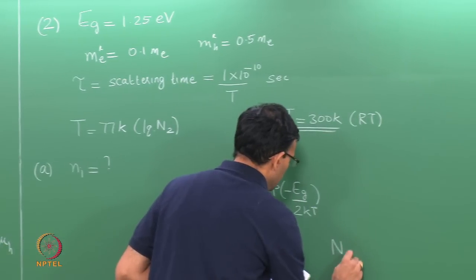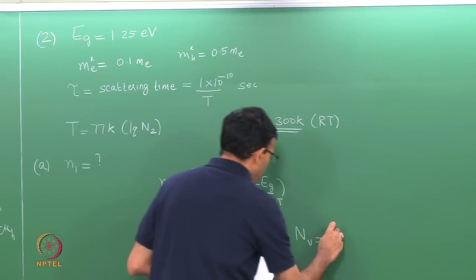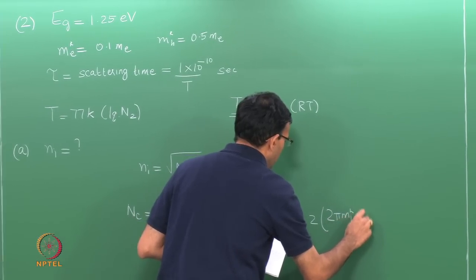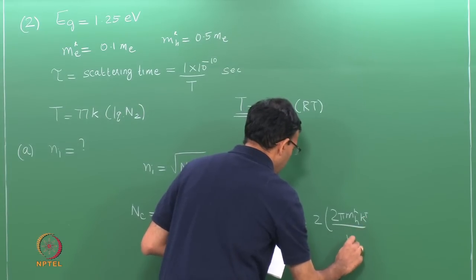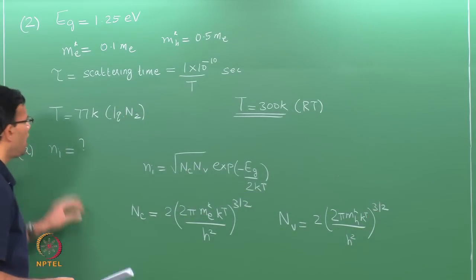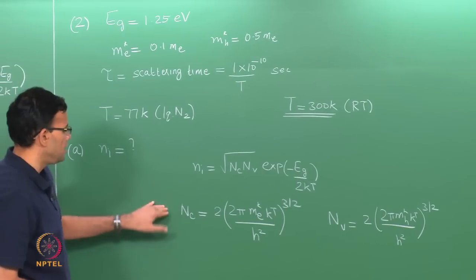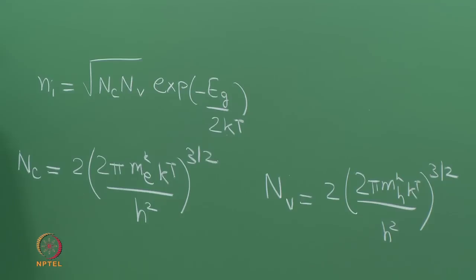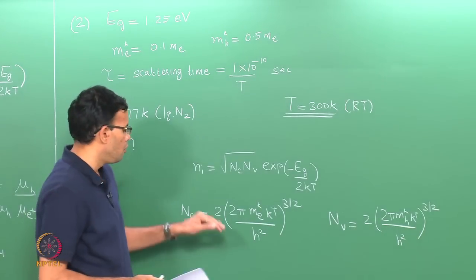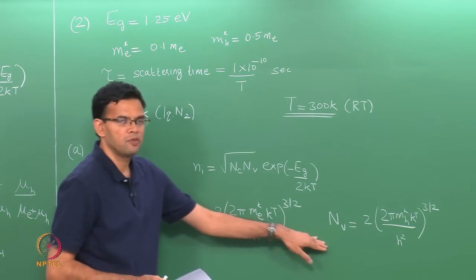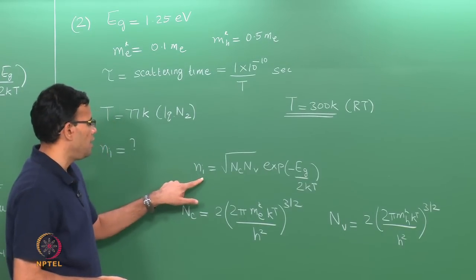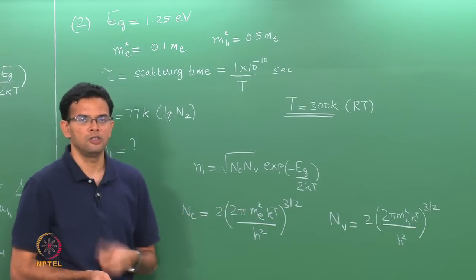Nv, we can do the same for the valence band edge: 2 pi mh star kT over h square, whole power 3 over 2. So, we have the values for Nc and Nv. Again, we see both are temperature dependent; they are proportional to T to the power 3/2. Once we calculate Nc and Nv for both temperatures, we can plug in here and calculate the value for Ni. The band gap is also known.